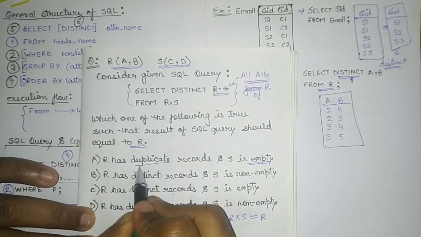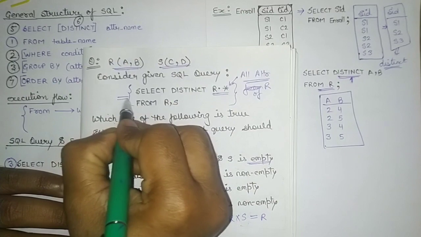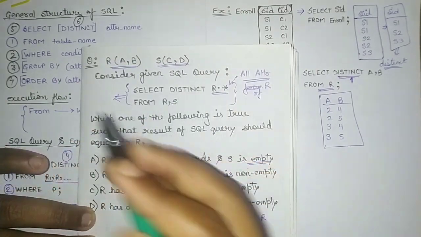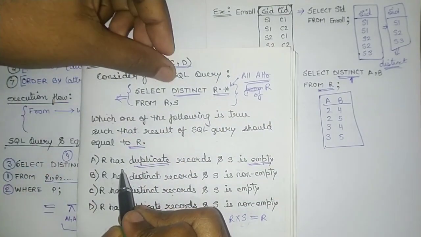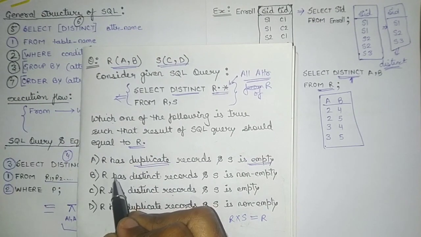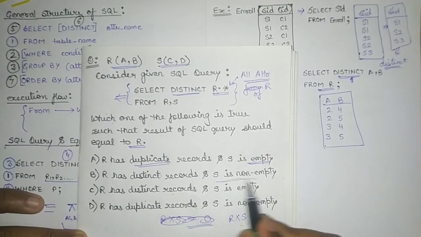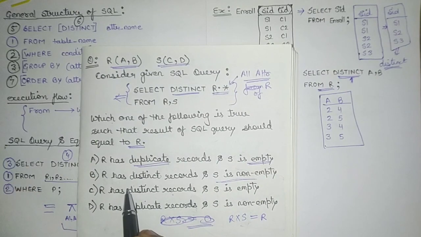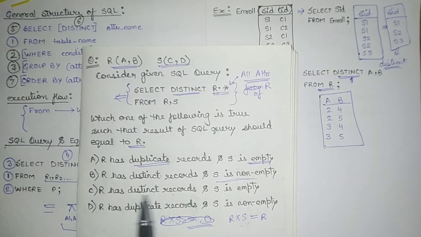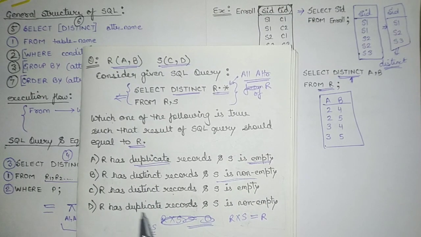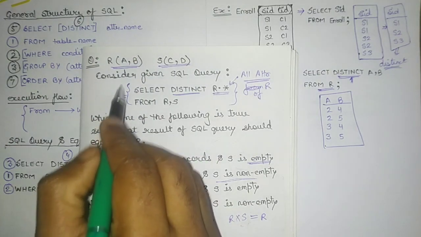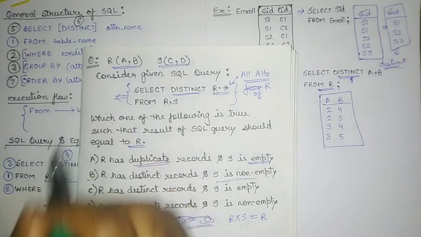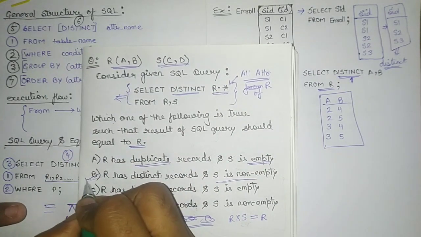But here it says that R has duplicate records, and the output of this particular query will not give duplicate records because of the distinct. So here we are getting duplicate records and there we are getting distinct records. That means it cannot be the answer. Now go with the second option. Here S is non-empty and R has distinct records. If S is non-empty, then we can perform R cross S, right? And R has distinct records, and here also we are getting distinct records, so in both cases we are getting distinct records. That means B is one possibility.